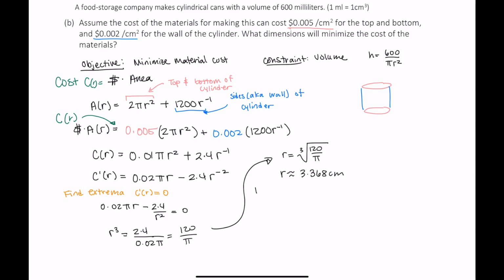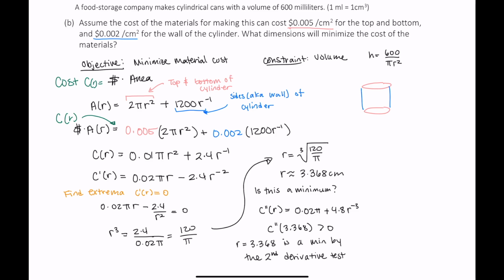Now let's verify, is this a minimum? For that, I'm going to use the second derivative test again. So that is C double prime of r is equal to 0.02 pi plus 4.8 r to the negative third power. If I put this value in here, this r in here, I'm certainly going to get something that is greater than 0. So C double prime of 3.368 is clearly going to be larger than 0, which is going to ensure that we have a minimum.